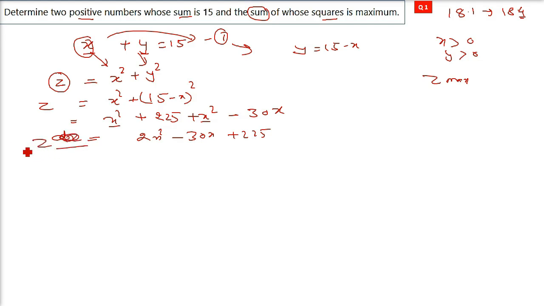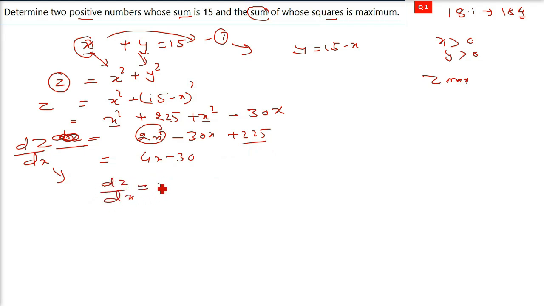But the thing is that it can become easier if you just differentiate x square plus 15 minus x whole square. That we'll see in the later questions also. Because this is the first question, I expanded it. I'm now differentiating it. 2x square will give 4x minus 30, and 225 will give 0. So this dz by dx is 4x minus 30.